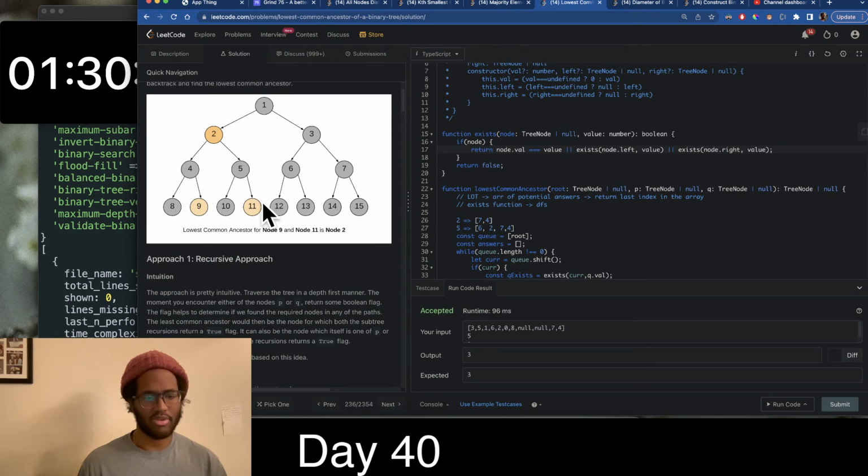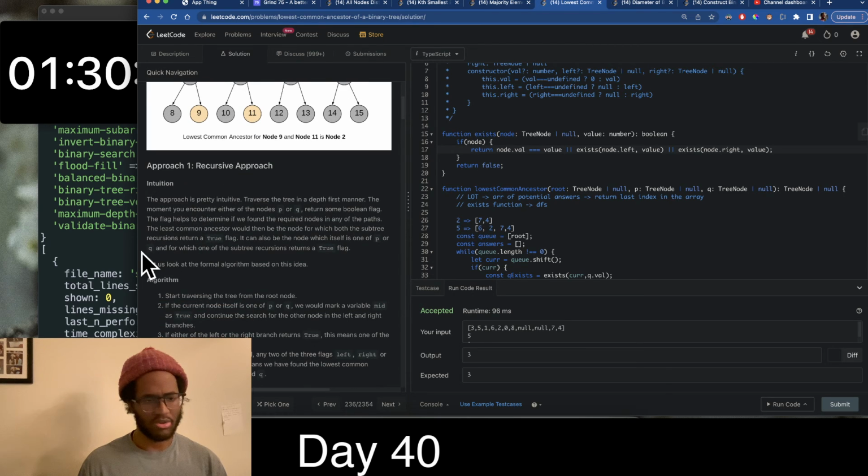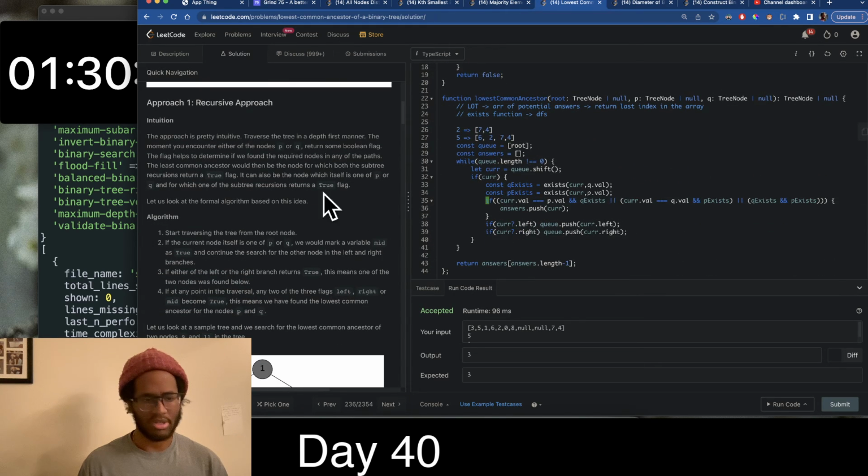Find 9 and 11. Traverse the tree in a depth-first manner. The moment you encounter either the nodes P or Q, return some Boolean flag. The flag helps you determine if we found the required nodes in any of the paths. The least common ancestor would then be the node for which both the subtree recursions return a true flag. It can also be a node which itself is one of P or Q, and for which one of the subtree recursions returns a true flag. Talking about our if statement here.